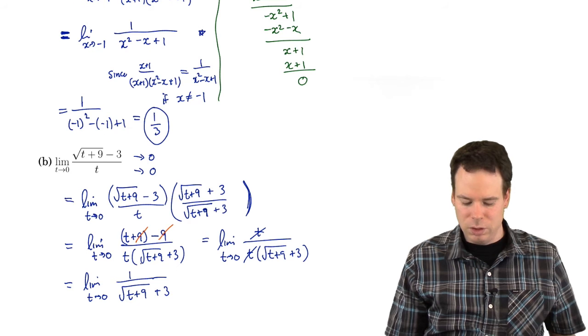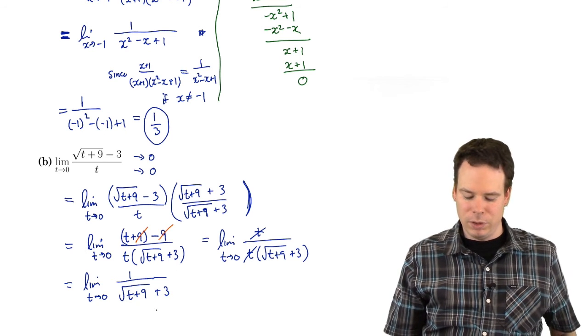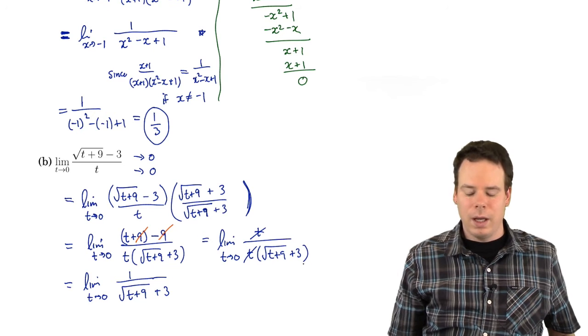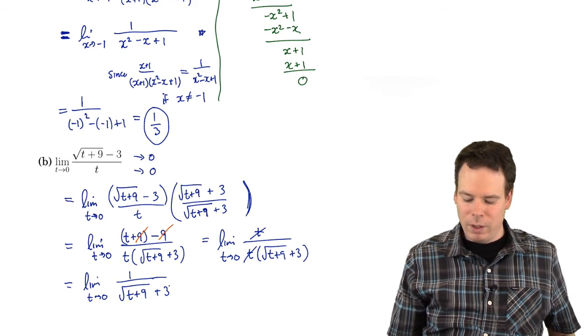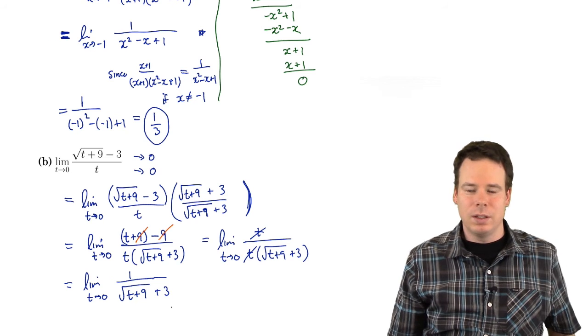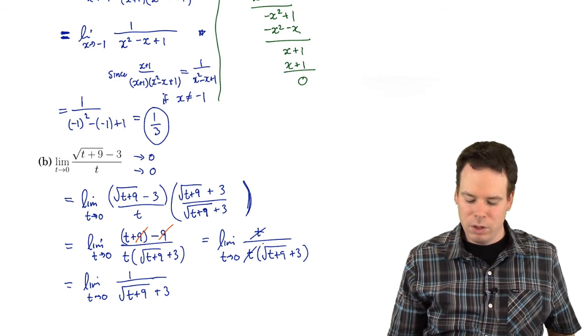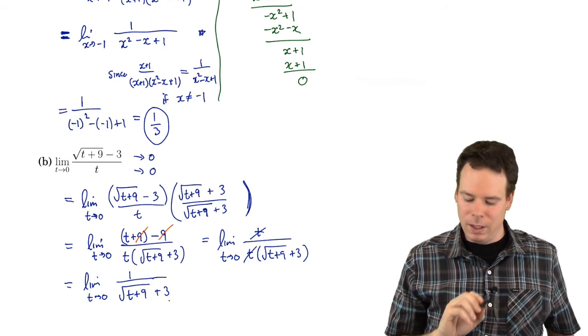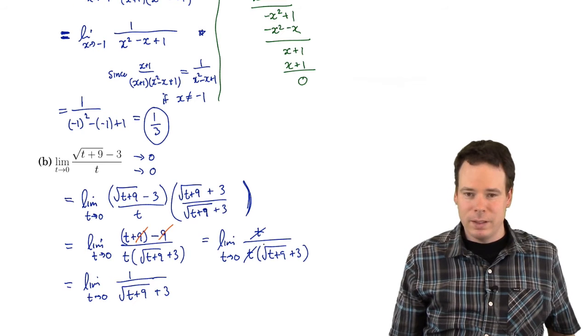I've got this new function here, 1 over the square root of t plus 9 plus 3. That new function is different than this function. How is it different? Well, they agree everywhere except the second one now is defined at 0. So they're actually not the exact same function. This one is defined at 0, so it's got a slightly bigger domain. But that's to our benefit again.